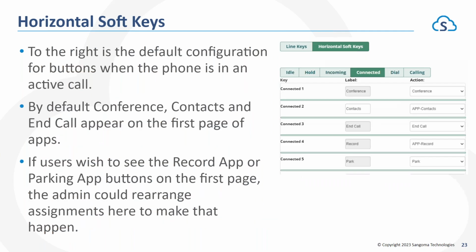Here is what we see when the phone is connected. So while the call is currently in progress on a phone, then you can see the leftmost button is conference button, followed by contacts or end call. You'll see the record toggle button shows up further on. If you wanted to rearrange things such that the record toggle shows up on the first page, you're free to do that here. Or if you find your users need to park more frequently than conference, you might choose to put that on the first page and place the conference on the second page.